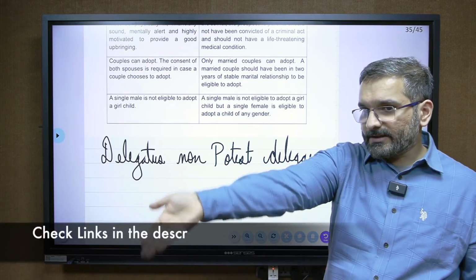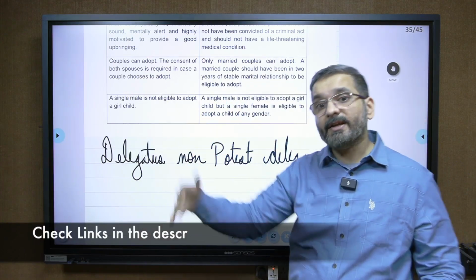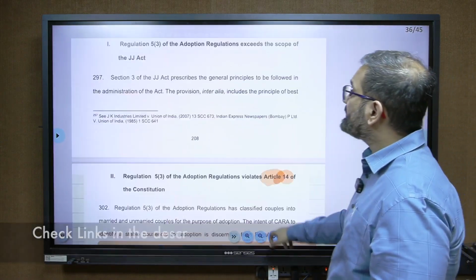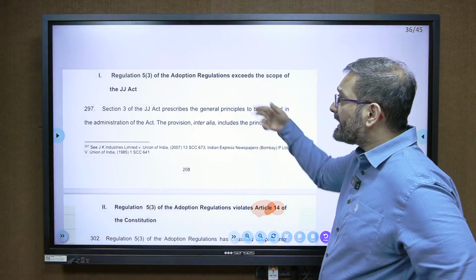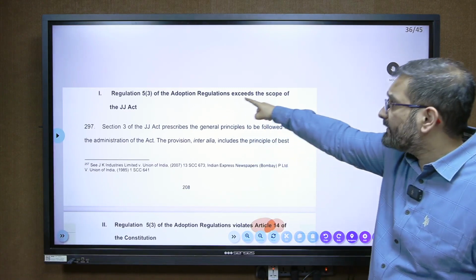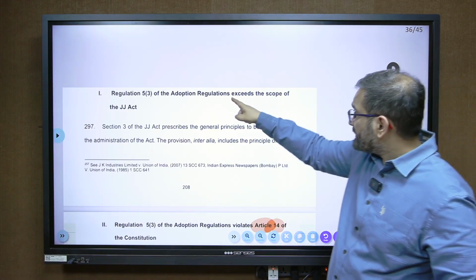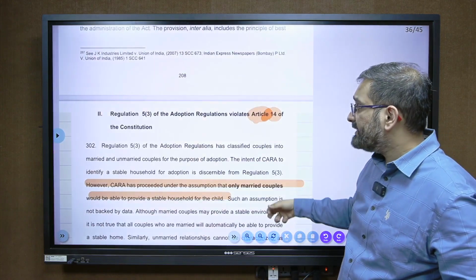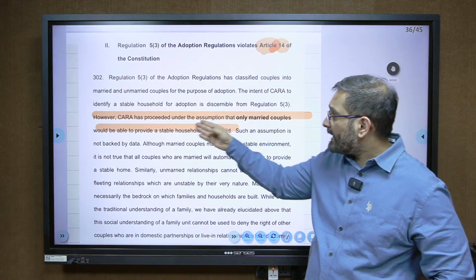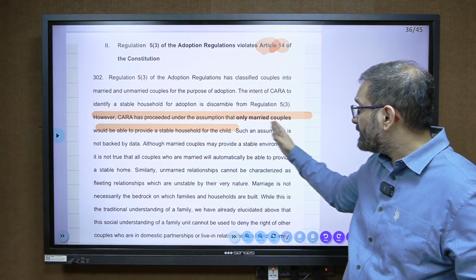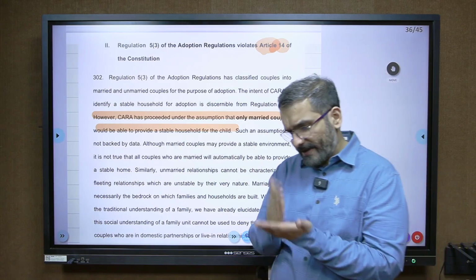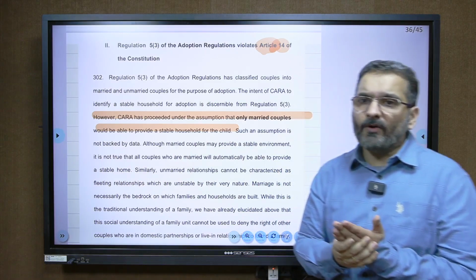मतलब तुमने नीचे वाले को काम दिया, उसने आगे किसी को सब delegate कर दिया. ये allowed usually नहीं रहता unless and until it is mandated by the statute. Then the CJI goes and decides that Regulation 5, Clause 3 of the Adoption Regulations exceeds the scope of the JJ Act, that is the Juvenile Justice Act, and he says that CARA has proceeded under the assumption that only married couples would be able to provide a stable household for the child, क्योंकि वो guidelines के अंदर ये लिखा हुआ है कि marriage आपकी हो जानी चाहिए for adoption.